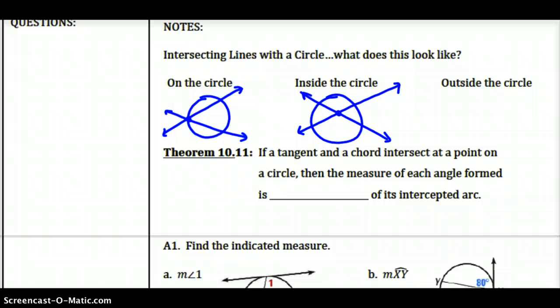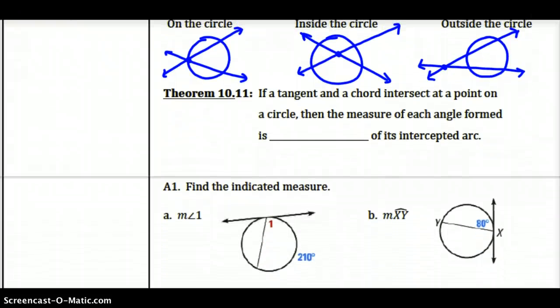And outside the circle, it looks like a secant here and a secant here. So there's our intersecting point. So we have secants intersecting outside the circle, secants intersecting in the circle, and secants intersecting outside or on the circle. So let's go ahead here.